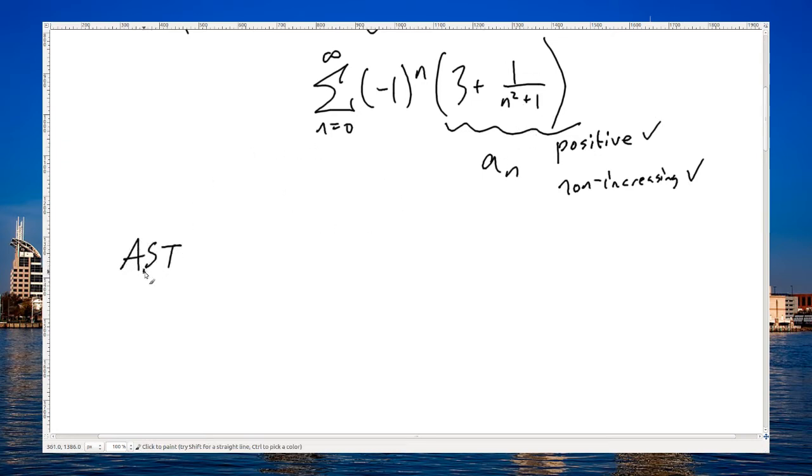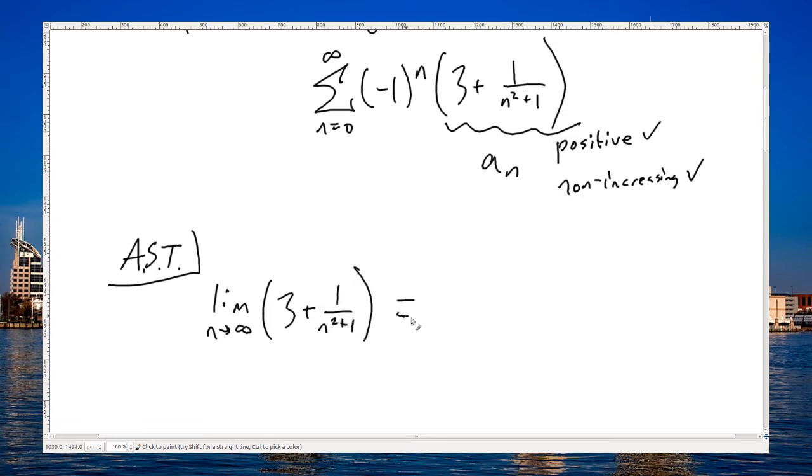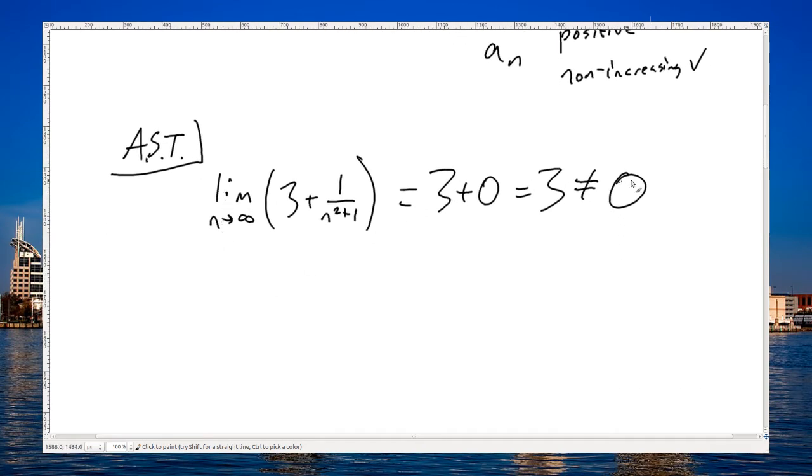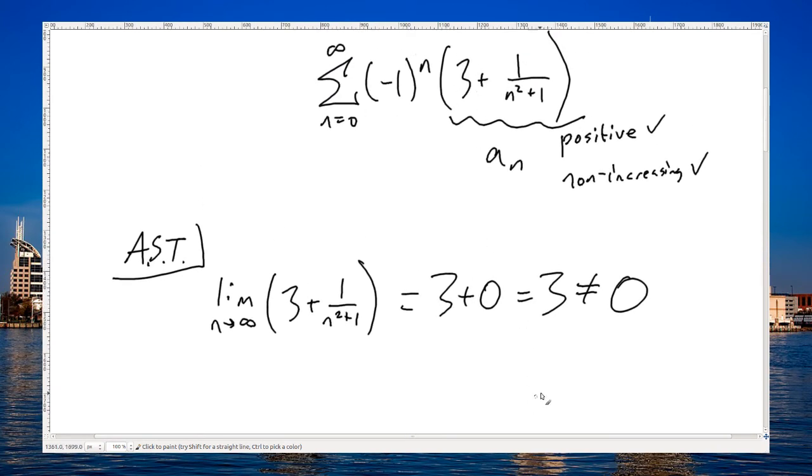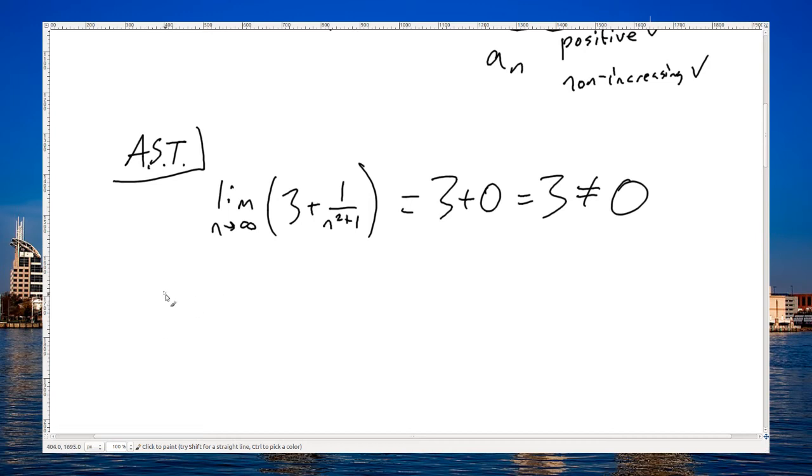I can use the alternating series test, which says all I need to do is take the limit as n goes to infinity of 3 plus 1 over n squared plus 1. And if I do this, then what do I get? Well, I get 3 plus a 0, and that's a 3. The important thing is that that number is not 0. If it's 0, then you're great, the series converges. But since the limit is not 0, the series diverges.